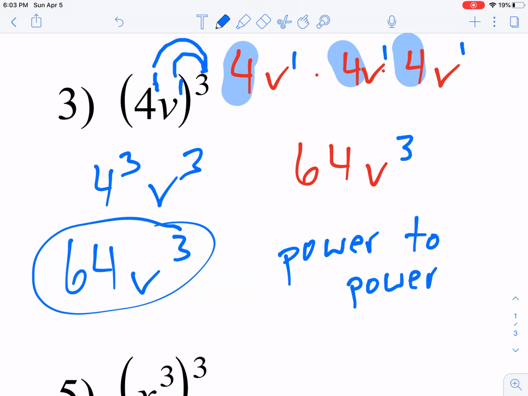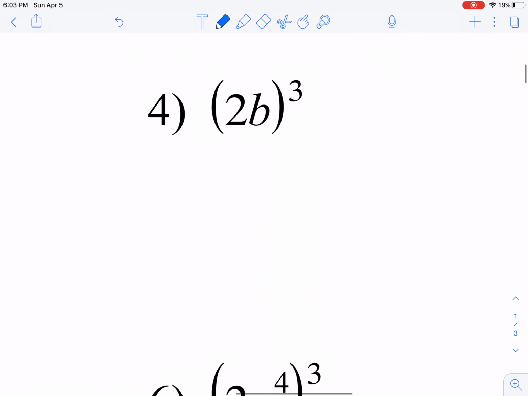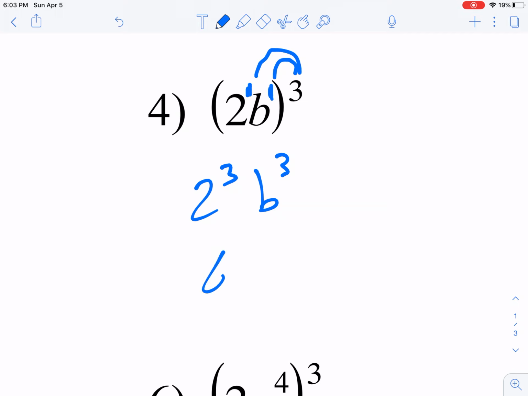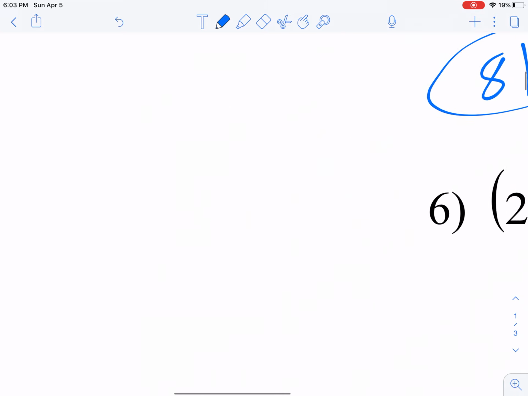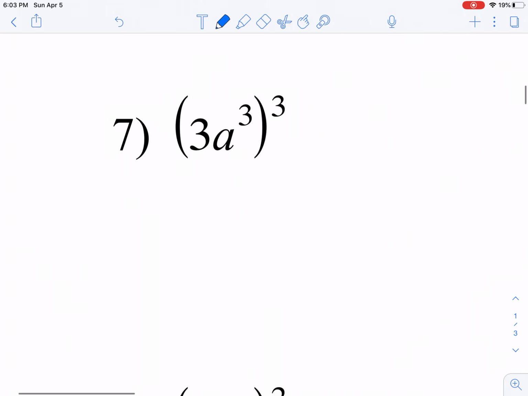So if we look at number 4, we've got 2b to the third power. Now this is really important. Even the 2 has an exponent, and the b has an exponent. We're then going to take 3 times each one of those exponents. So we get 2 to the third and b to the third. You can use your calculator, but 2 times 2 times 2 is going to be 8, and then b to the third is simply going to stay b to the third. And that's the answer you're looking for. Again, this is just multiplying the exponents. Don't forget that if there's not an exponent, there's an assumed 1 there.